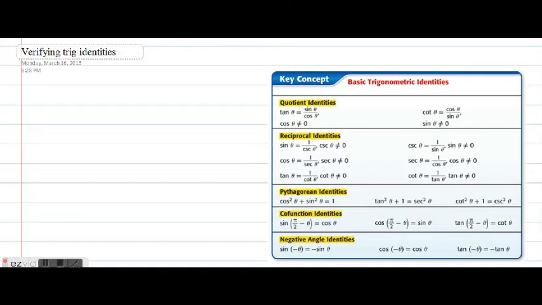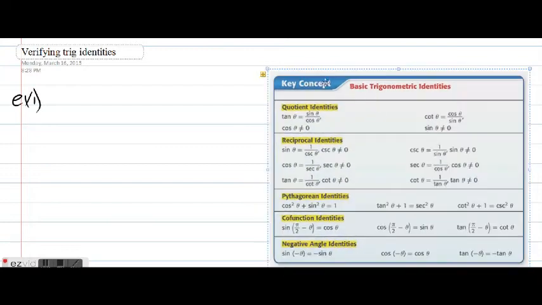Alright, so verifying trig identities. This is very similar to what we just were talking about. But now, instead of an expression, you're going to have an equation. And all you're going to be doing is just making one side equal the other side. Okay? So you notice here I have from page, whatever that page was again.